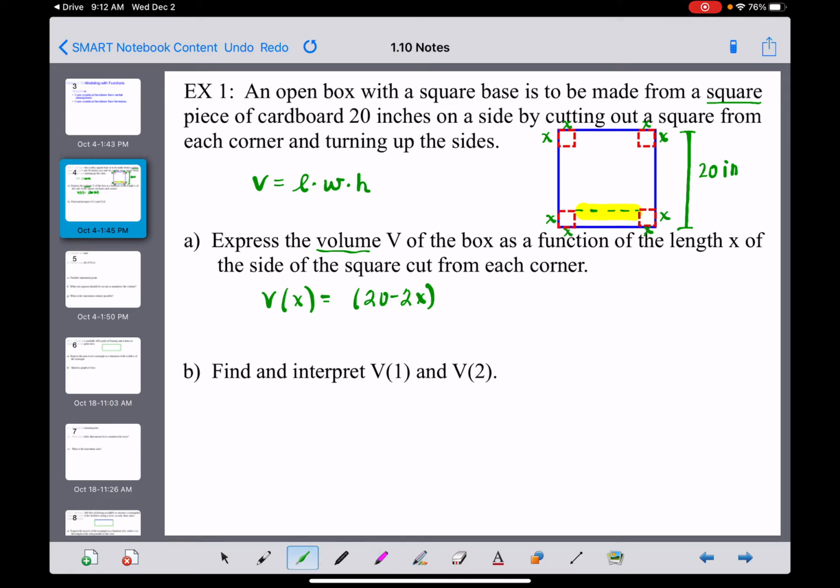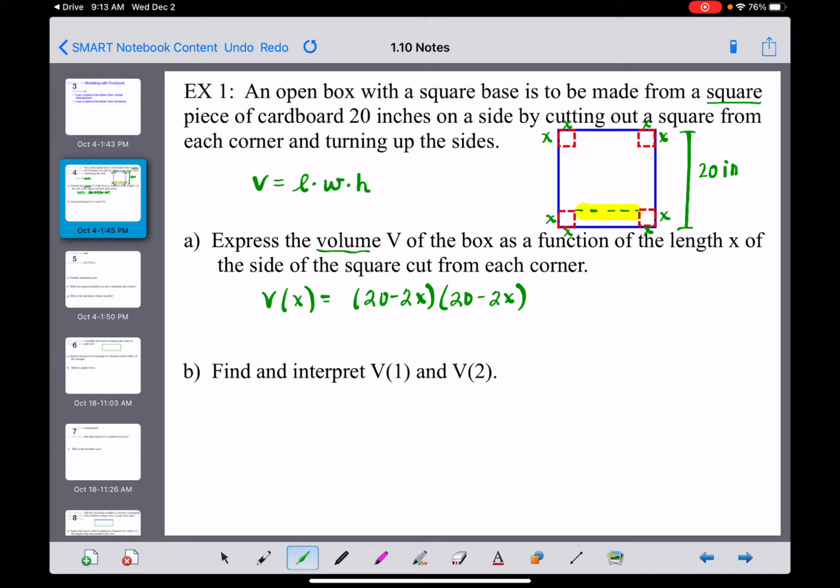My width is going to be the same thing because my width is up and down. Again, it's 20 total, but I'm subtracting off 2X. So think about if X was 1, you'd be subtracting off 1 from each side, so you'd be subtracting off 2. If X was 2, you'd be subtracting off 2 from each side. 2 times 2 is 4. If X was 3, you'd be subtracting off 2 times 3, which is 6.